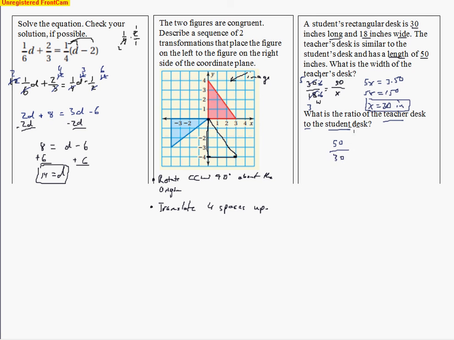And they wanted the ratio of teacher to student. So I can't do 30 over 18 because that would be the student's length over the student's width. And so it's got to be teacher to student, and you got to use the same corresponding sides, so length to length. And so when I go ahead and cross off these zeros, that's dividing by 10, I'm left with 5/3. And that would be my answer there.